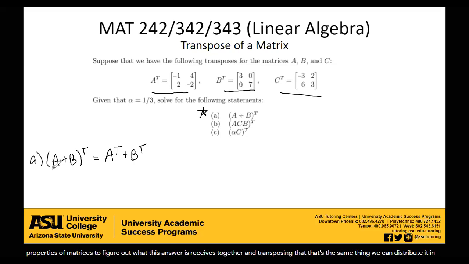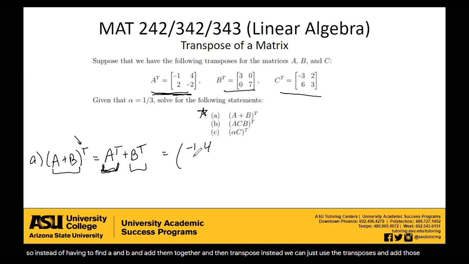So instead of having to find A and B and add them together and then transpose, instead we can just use the transposes and add those together. So what is A transpose? Well, that was given to us right here. It's -1, 4, 2, -2. And what is B transpose? That was given to us right here.